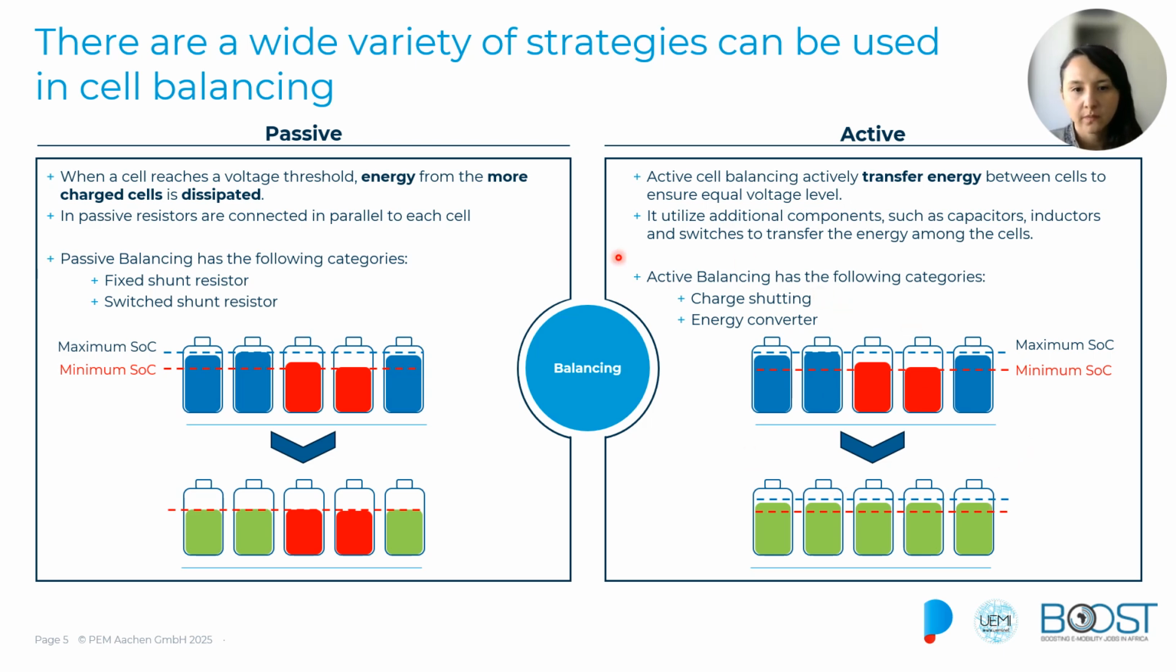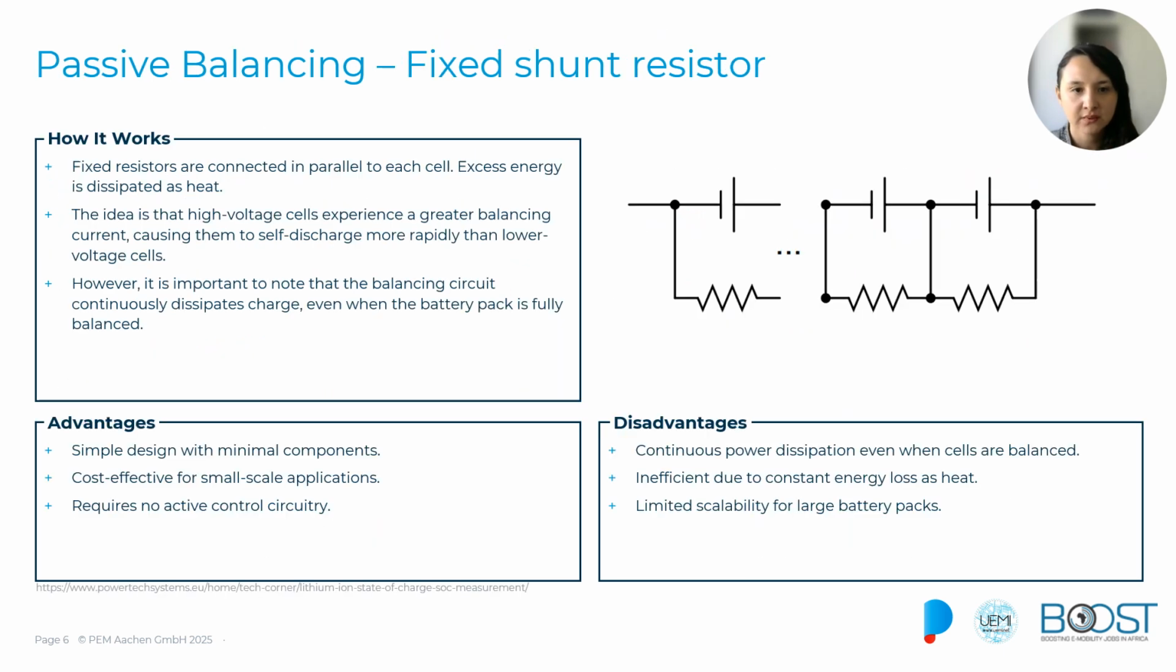Now, these are the two main strategies, but inside each of them we can detail exactly what methods are used, and that is what we are going to discuss next, starting with one of the passive balancing techniques, the fixed shunt resistor method.